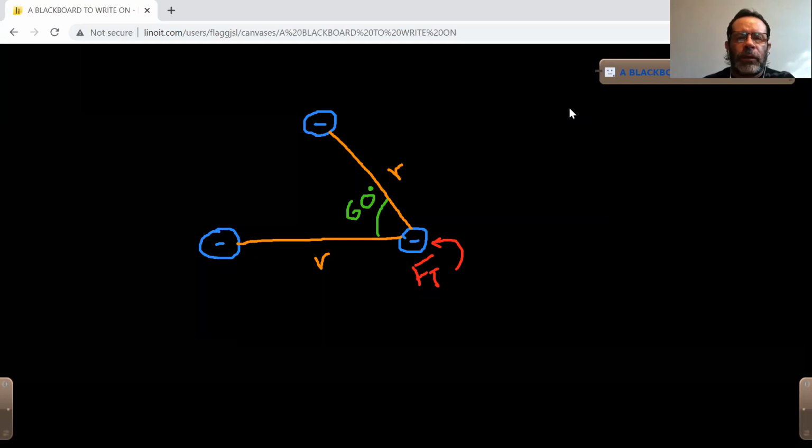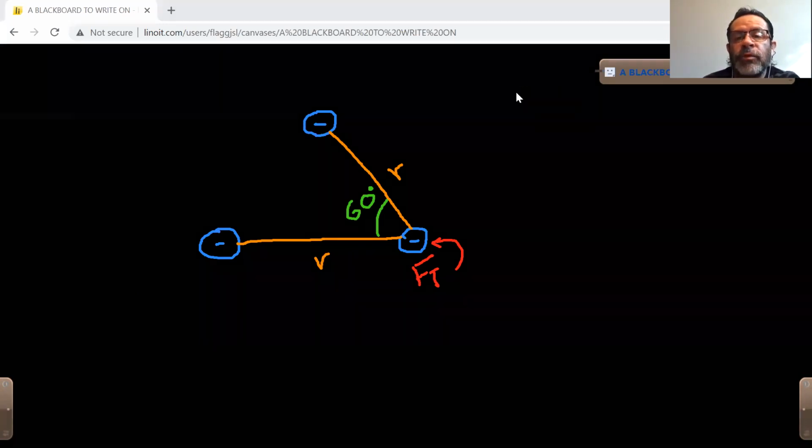Okay, so again, we're looking at the free body diagram here of this situation. We've got 3 charges. Let's assume also, for the purpose of the problem, that the 3 charges have the same value of charge, Q. And we want to know the total force that's being exerted on this charge here that's on the bottom right.